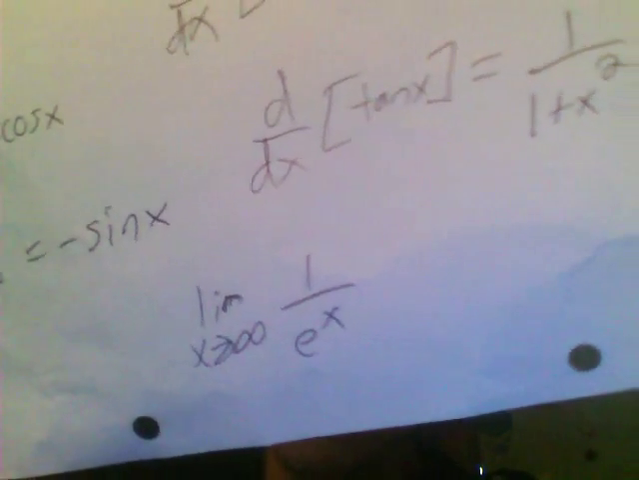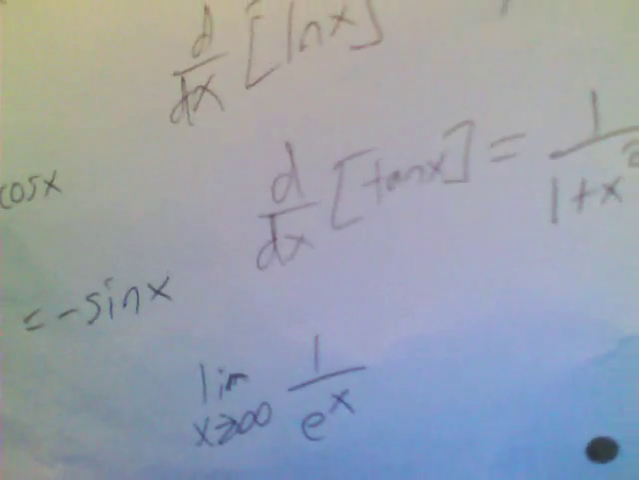So now let's do another one. Let's say you have the limit as x approaches infinity of 1 over e to the x. This also you should know. So plug in the infinity, and as it goes to infinity, that goes to 0, right? So that would be equal to 0.